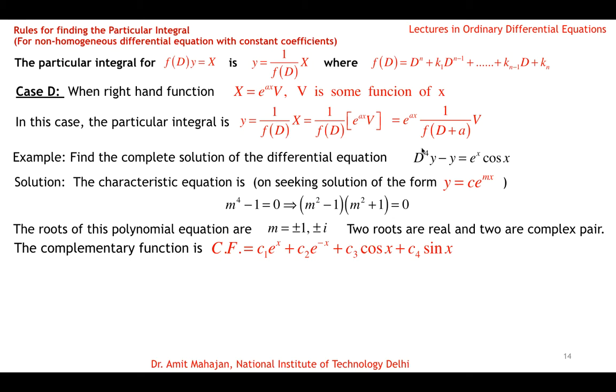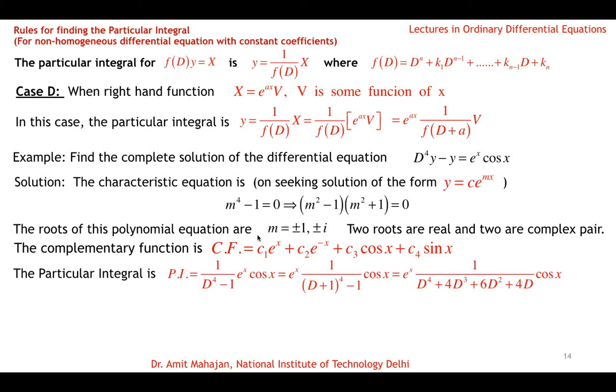Okay, so 1 over D⁴ minus 1 operated on e^x cos x. The rule says that if you have a product of an exponential and any function v, which is cos x here, then we take the exponential outside. So we write the exponential and then replace D with D plus a, where a is the coefficient in the exponential, which is 1 here. So we replace D with D plus 1.